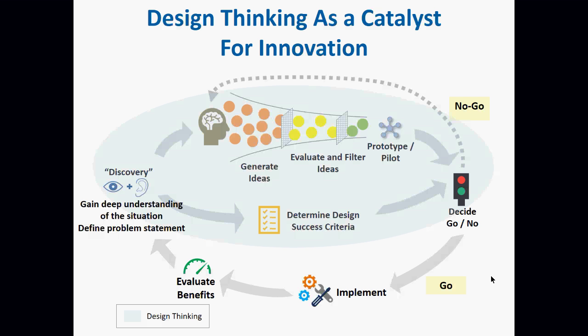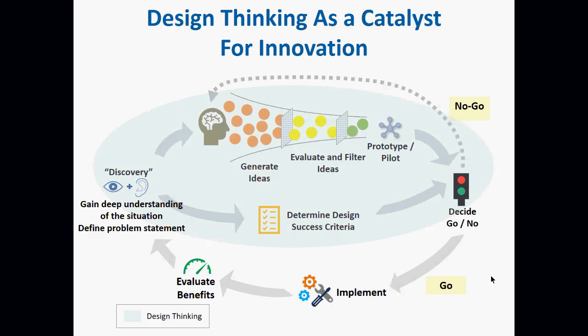So there are 7 phases in this view of design thinking. The first activity is called discovery. There are 2 phases inside discovery. The first phase is gaining a deep understanding of the situation. The second is defining the problem statement. So that is what we call discovery. After discovery comes in, it actually forks into 2 parts.